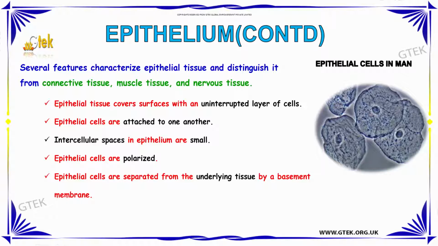You can see the intercellular spaces are small in size. Epithelial cells are polarized. Epithelial cells are separated from underlying tissues by a basement membrane. You can see the epithelial cells over here.